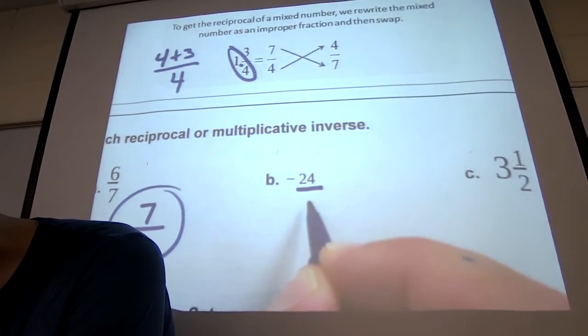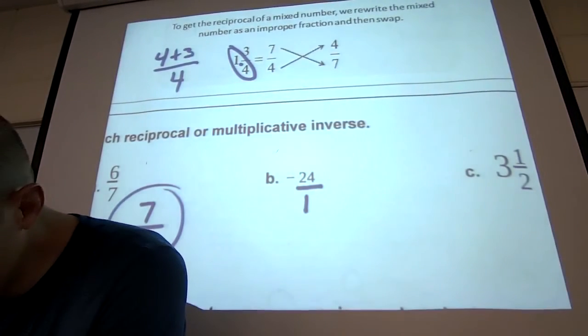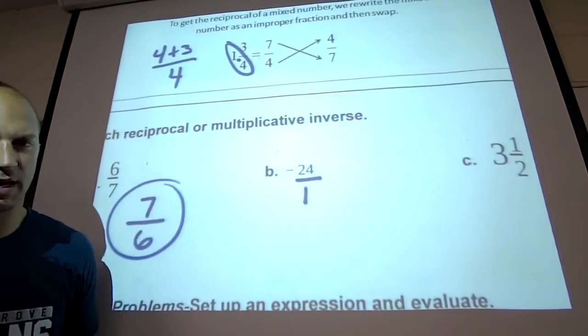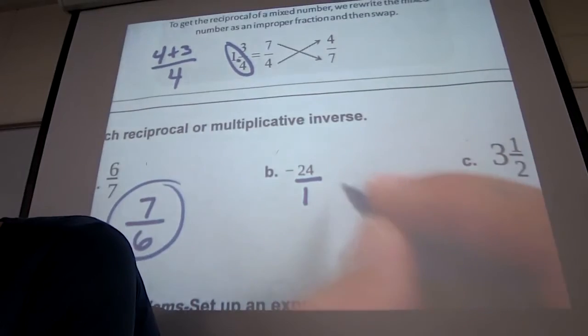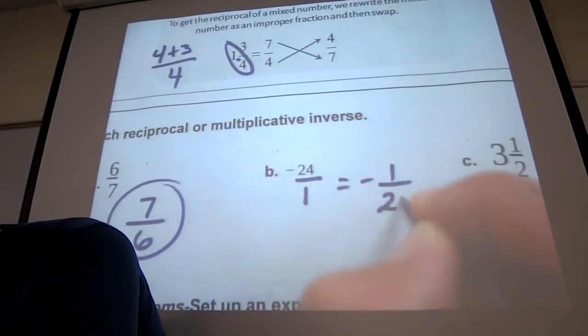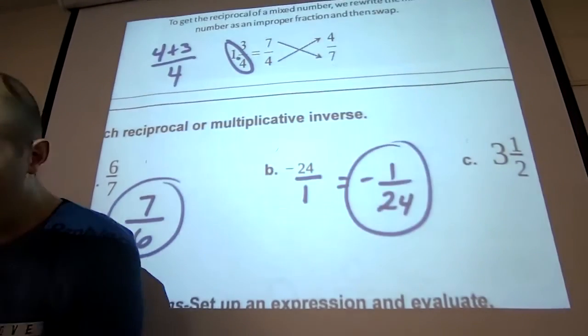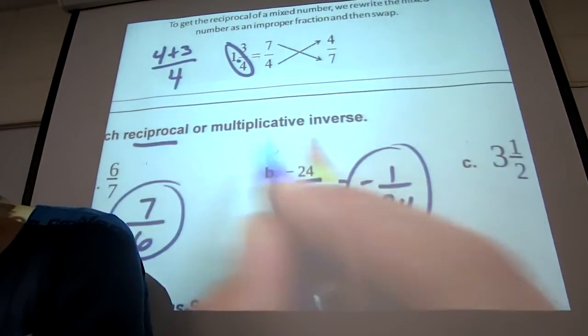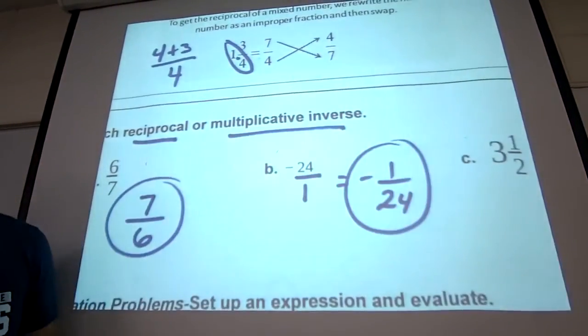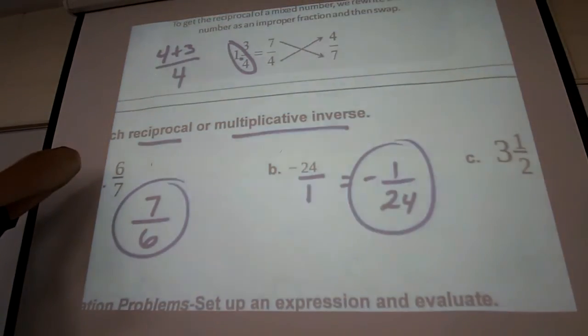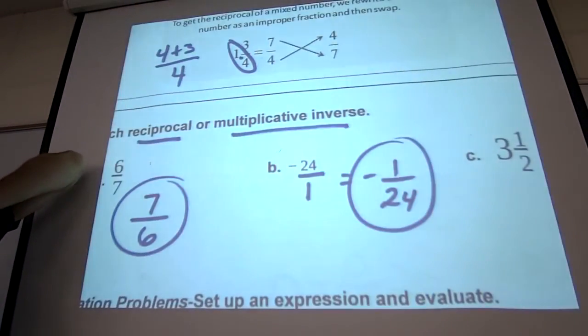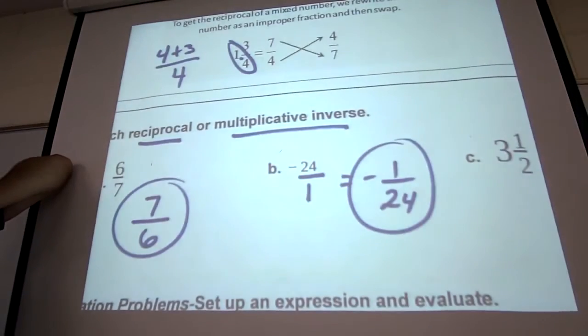So we want to do the reciprocal. Think of this as negative 24 over 1. So flippy flip. How do you flip it? What do you get? Negative 1 over 24. That a boy. If you see reciprocal, that is the same thing as the word multiplicative inverse. So the multiplicative inverse is the same thing as the reciprocal.